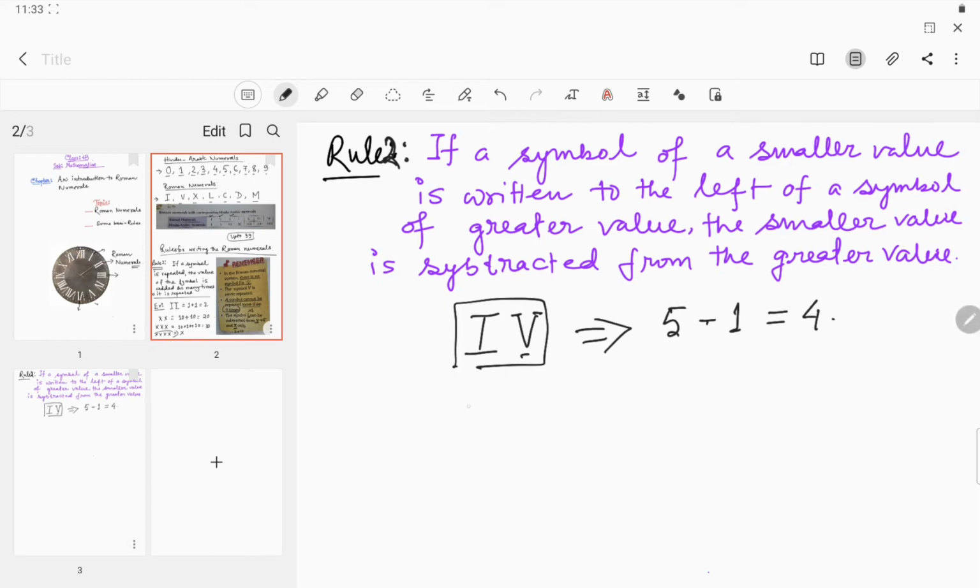If I write IX, it is the same logic. 10 minus 1, that means 9, right? Here is an interesting thing: if this I is located before the bigger number, then it would be subtracted. Okay? This is for rule 2.